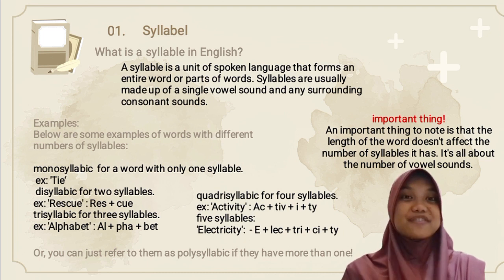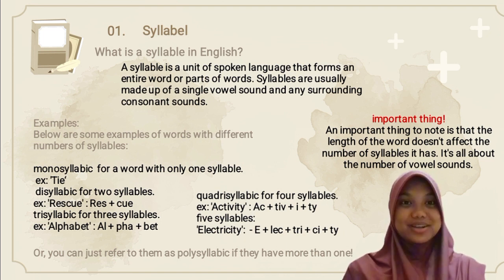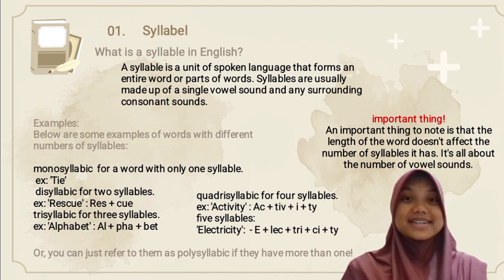Number 5 is 5 syllables, or the example is electricity, from E plus light plus 3 plus Z plus T. Or you can just refer to them as polysyllabic if they have more than one. Next, 6 types of syllables.